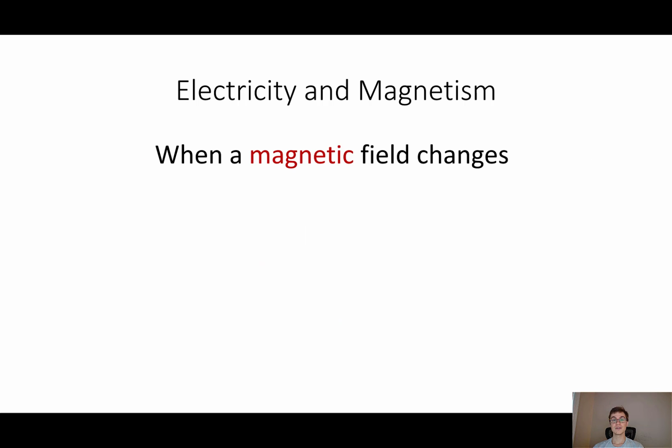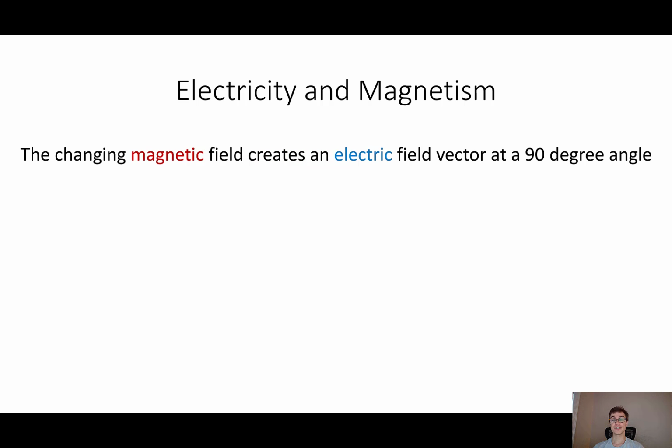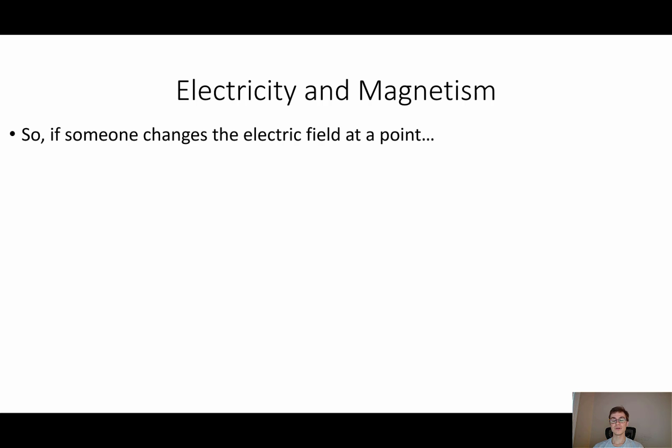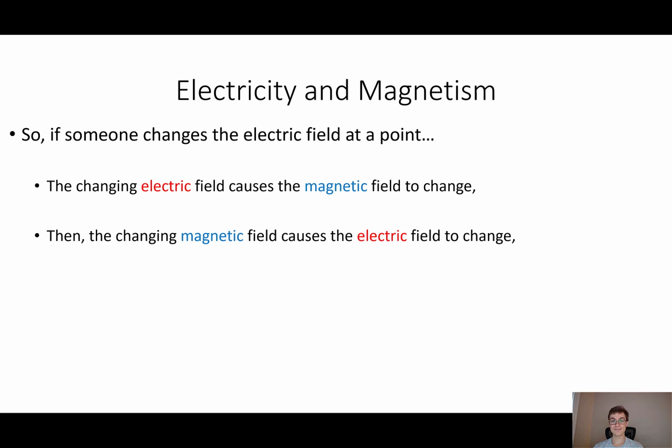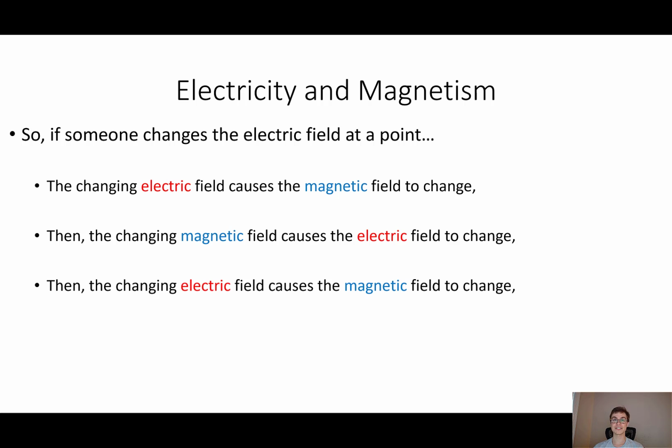But also, if you change a magnetic field, so for example, the magnetic field is pointing to the right, but then later you put a magnet next to it and it points to the left, that creates an electric field vector at 90 degrees. So we can get this weird feedback thing, where if you change the electric field at a point, that creates a magnetic field. And then when you change that magnetic field, that creates an electric field around it. But then, you created an electric field, that's going to create a magnetic field. And that goes on basically forever.